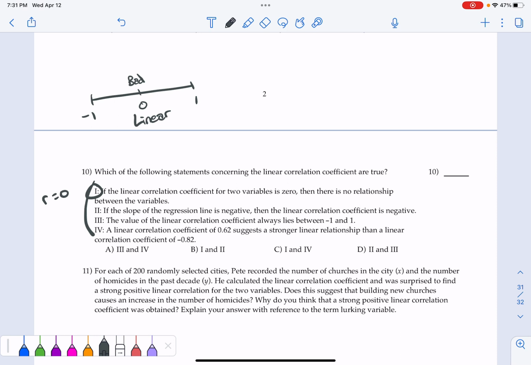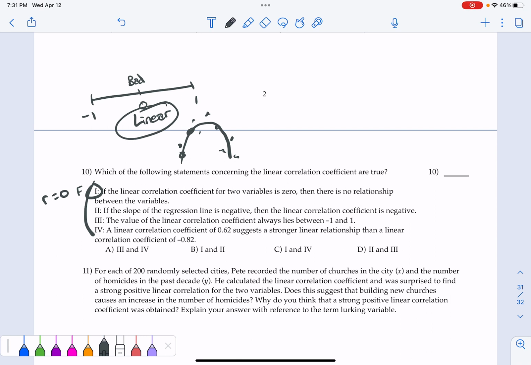If our r is close to 0, there could still be a relationship between the two variables, but it might be like a quadratic, like a parabolic relationship, where my dots are following some sort of a parabola, right? It's just saying that it's not a linear or a straight line function, okay? So I'm going to say false on that one, because just because it's 0 doesn't mean that there's no relationship. It's just not a linear relationship, okay?